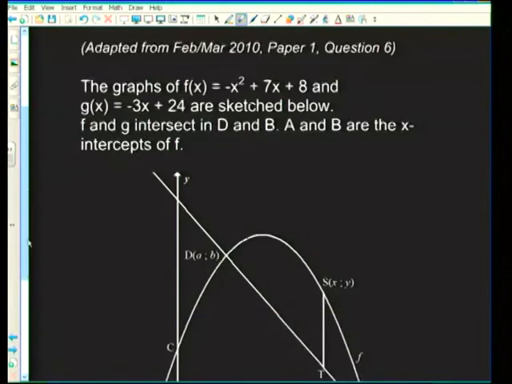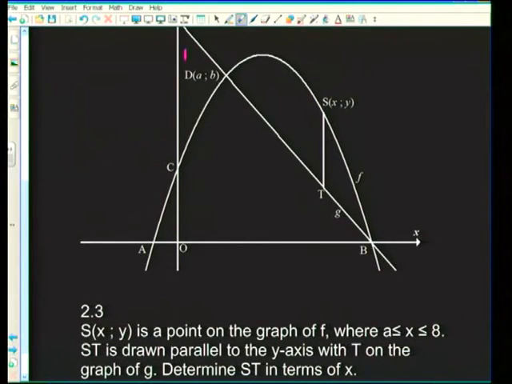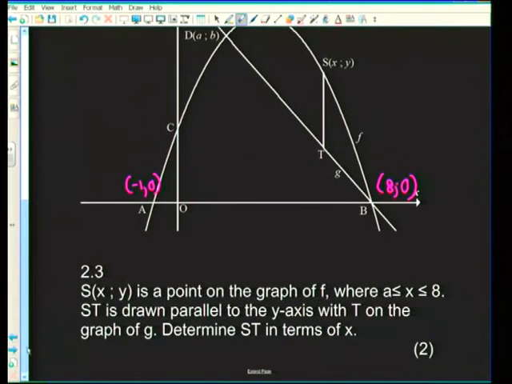Right, the next bit, and I just want to try and put in some of this value stuff we've worked out, just so we can refer back to it. I think there was 8, 0, minus 1, 0. We might not need it, but just in case. Right, it says S of x, the coordinate xy, is a point on the graph of f, where x lies from a to 8. Well, a we know is 2. So they're telling me x lies between 2 and 8.